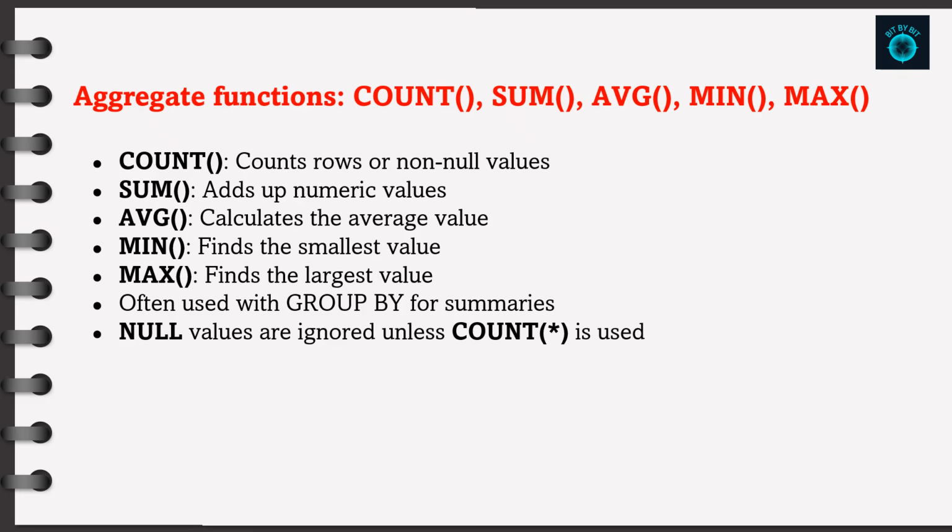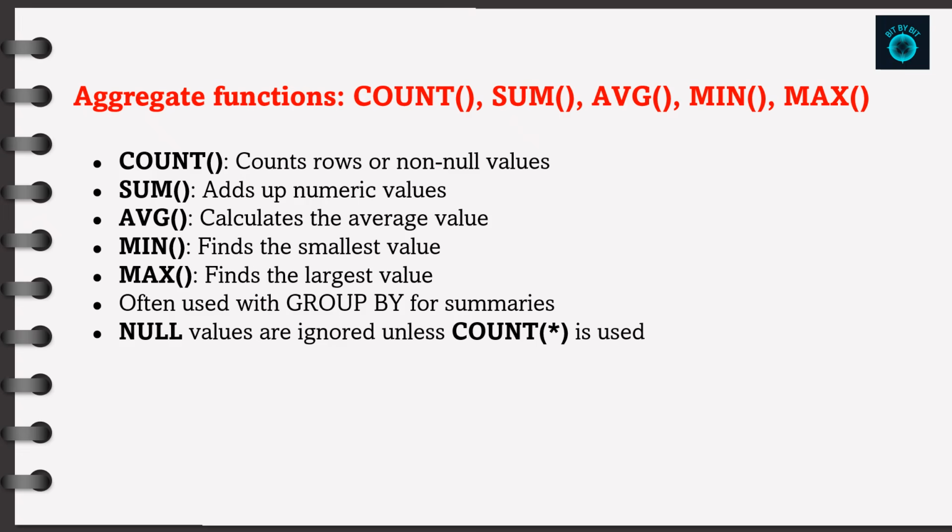Sum adds up all numeric values in a column. AVG calculates the average of numeric values. Min returns the smallest value, and max returns the largest. These functions are often used with group by to summarize data for each group, but they can also be used without grouping to summarize an entire table.